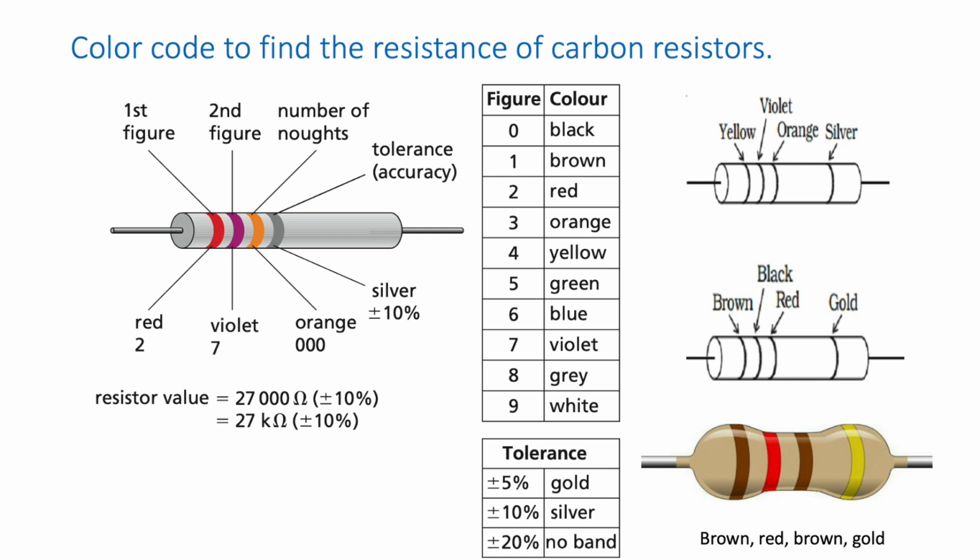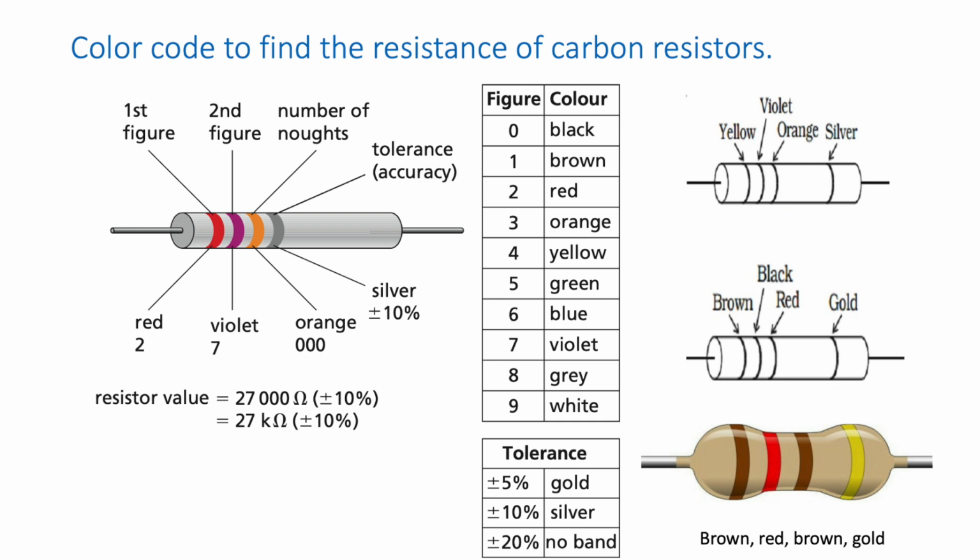The fourth color represents the tolerance. By looking at tolerance, we can say how much variation there is for the resistor. We know that the resistance of a carbon resistor changes with temperature, so the tolerance represents that variation. If the fourth color is gold, it is plus or minus 5% tolerance.